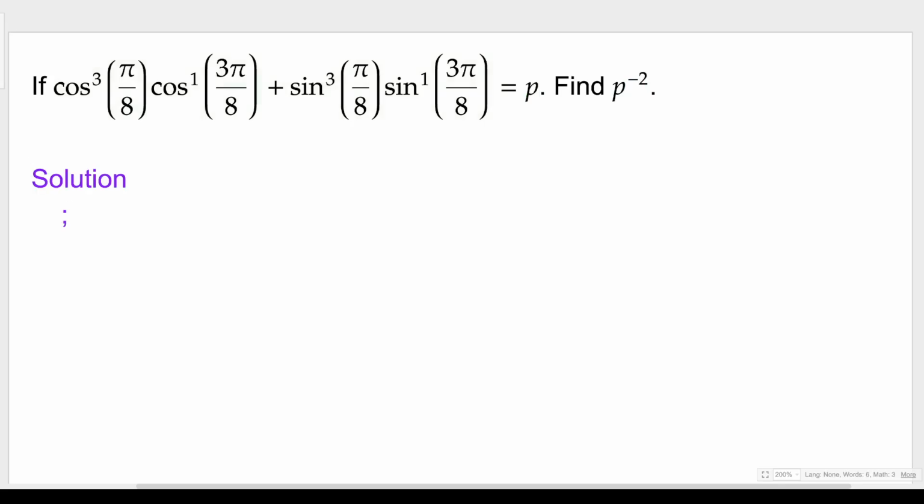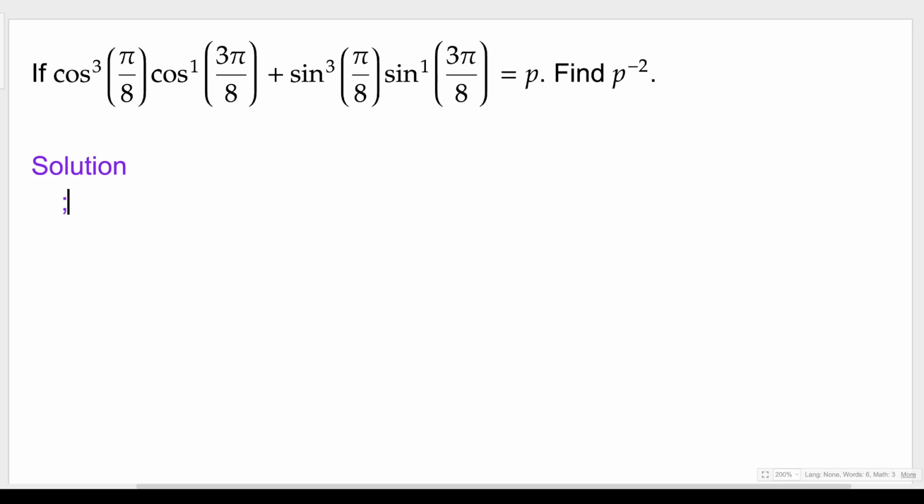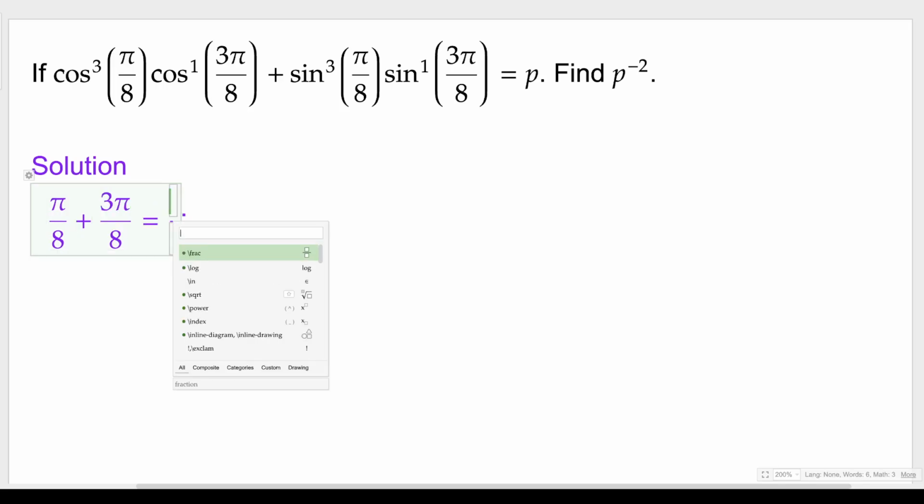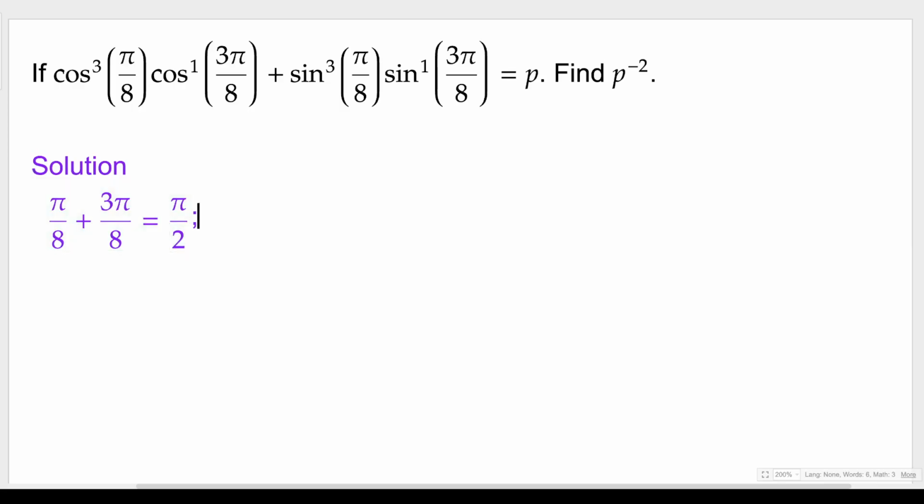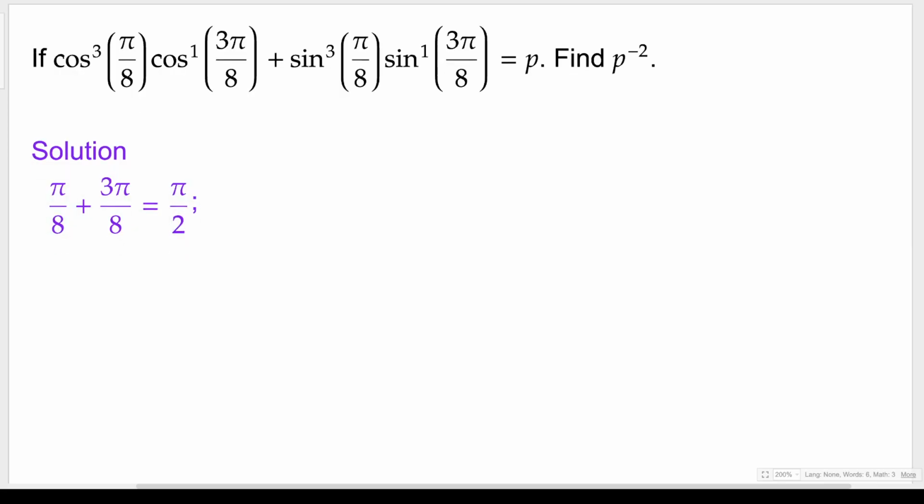So definitely we have to use identities over here. If you observe this 3 pi over 8 and this pi over 8, if I add these two terms, that is pi over 8 plus 3 pi over 8, this will result in pi over 2. Why? Because sine of pi by 2, cosine of pi by 2, these are standard values for us.